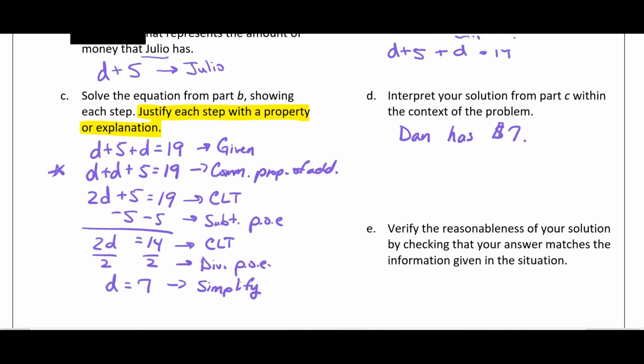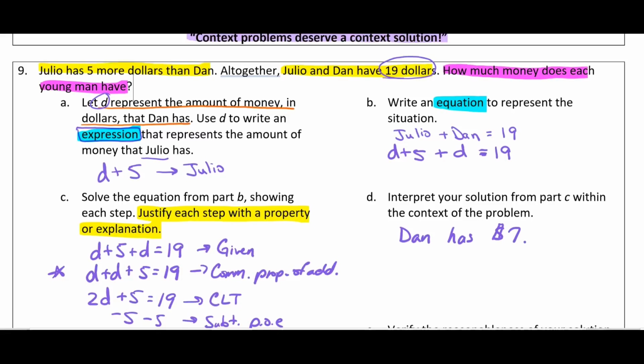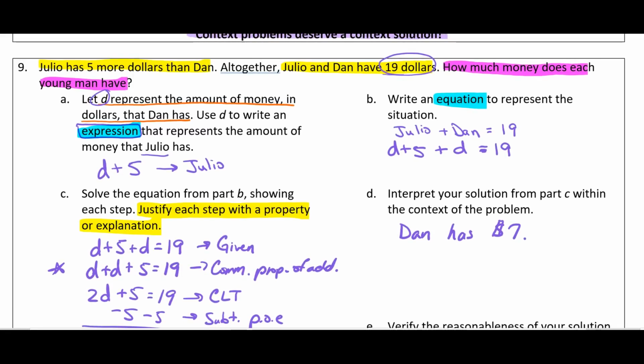But here's the problem. That's not the only thing they asked us to do. If we go back up to the top here, it says how much does each boy or young man have? Well, we know Dan has $7. So how much does Julio have? Well, if we go back to Julio's expression of D plus 5, Julio would have 7 plus 5. So Julio has $12.